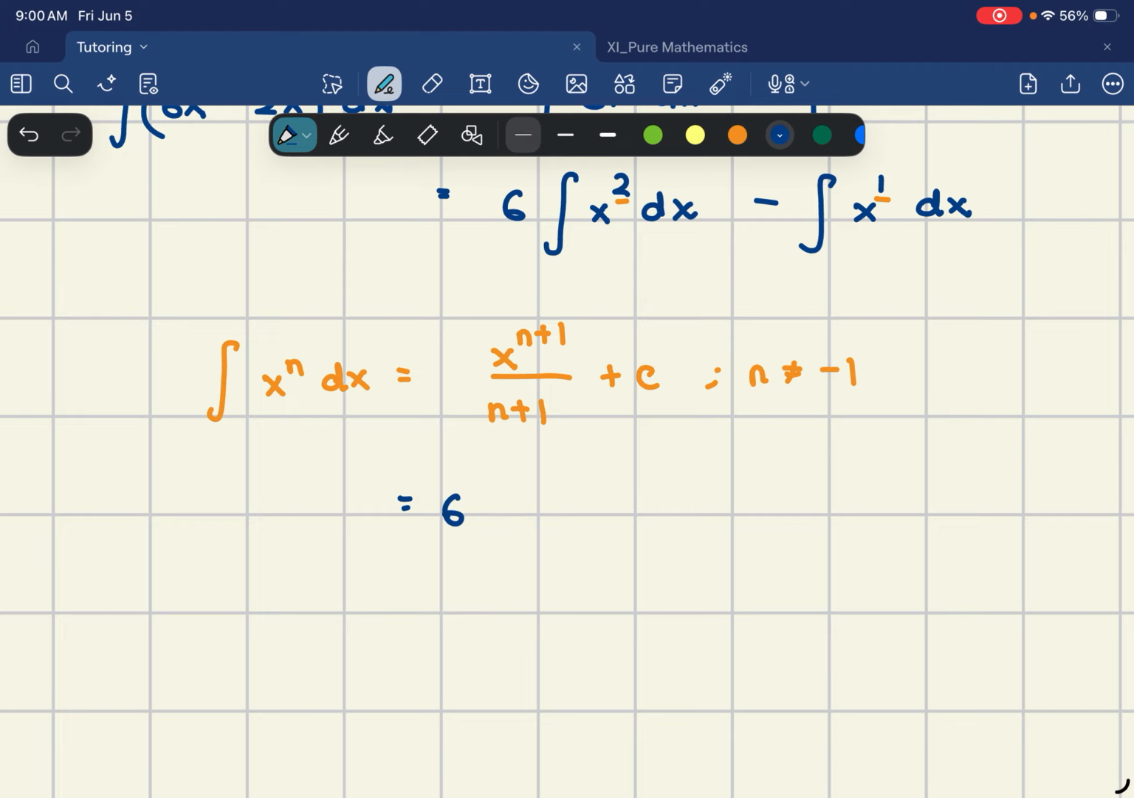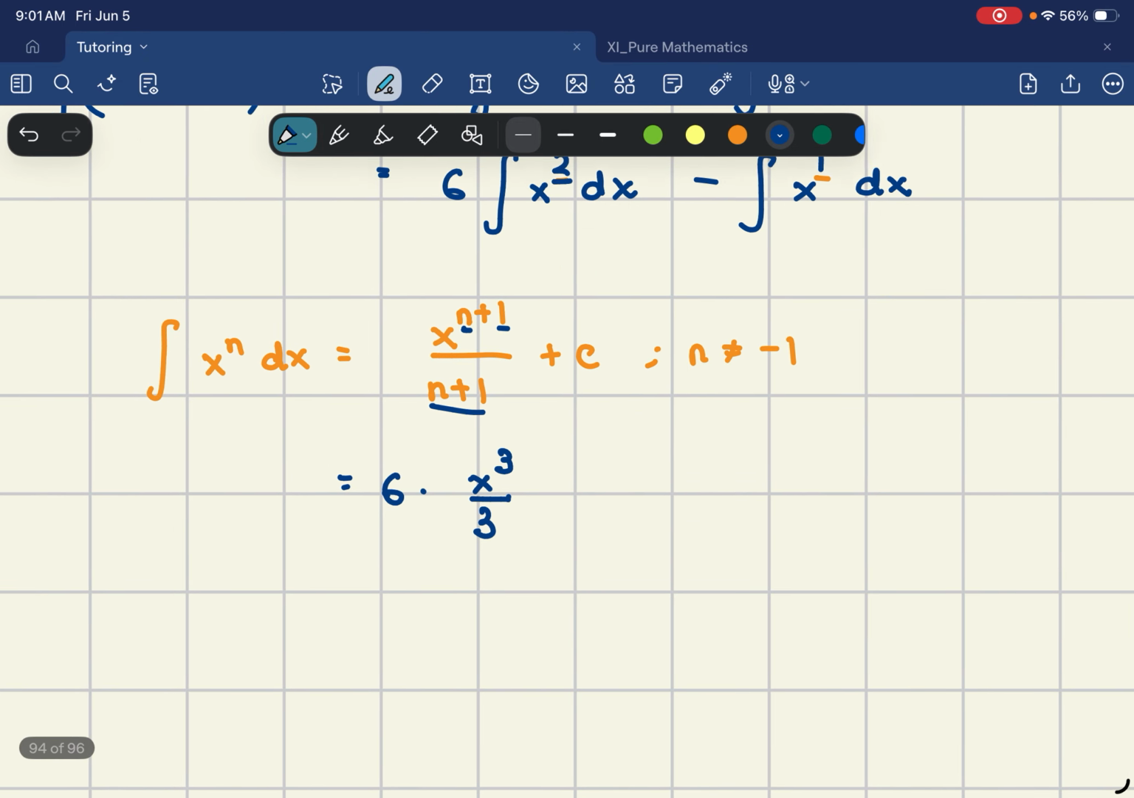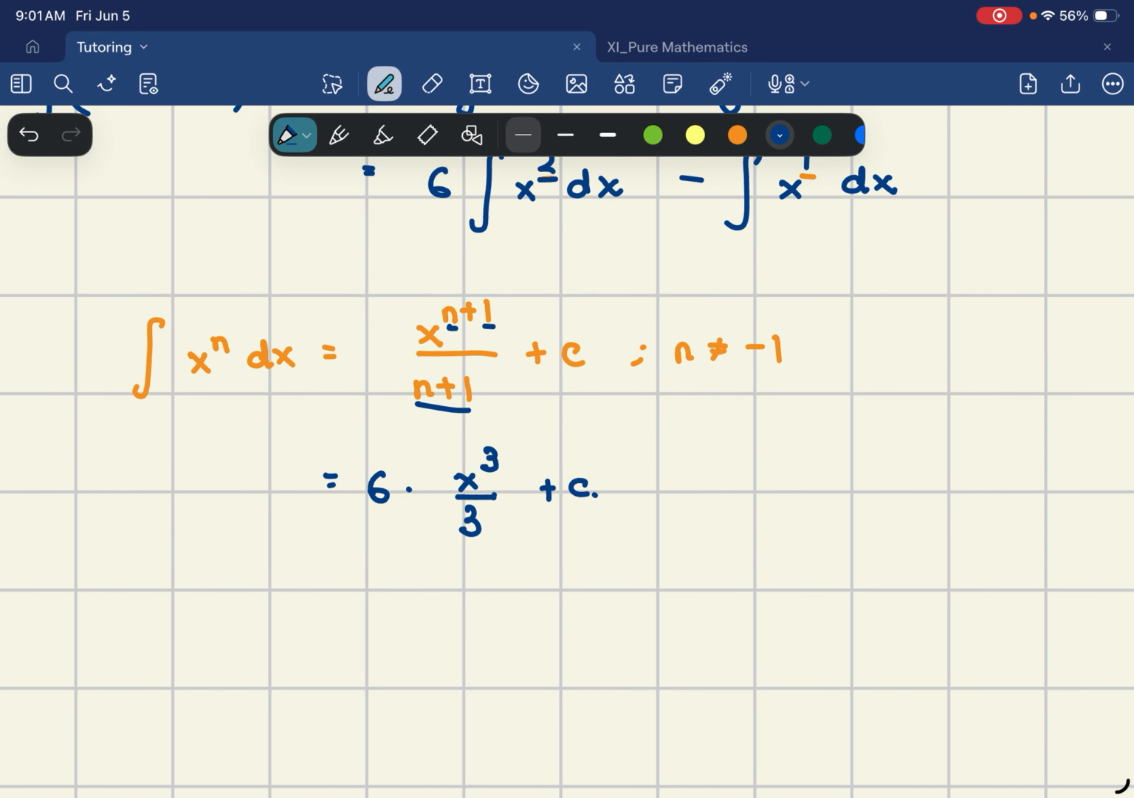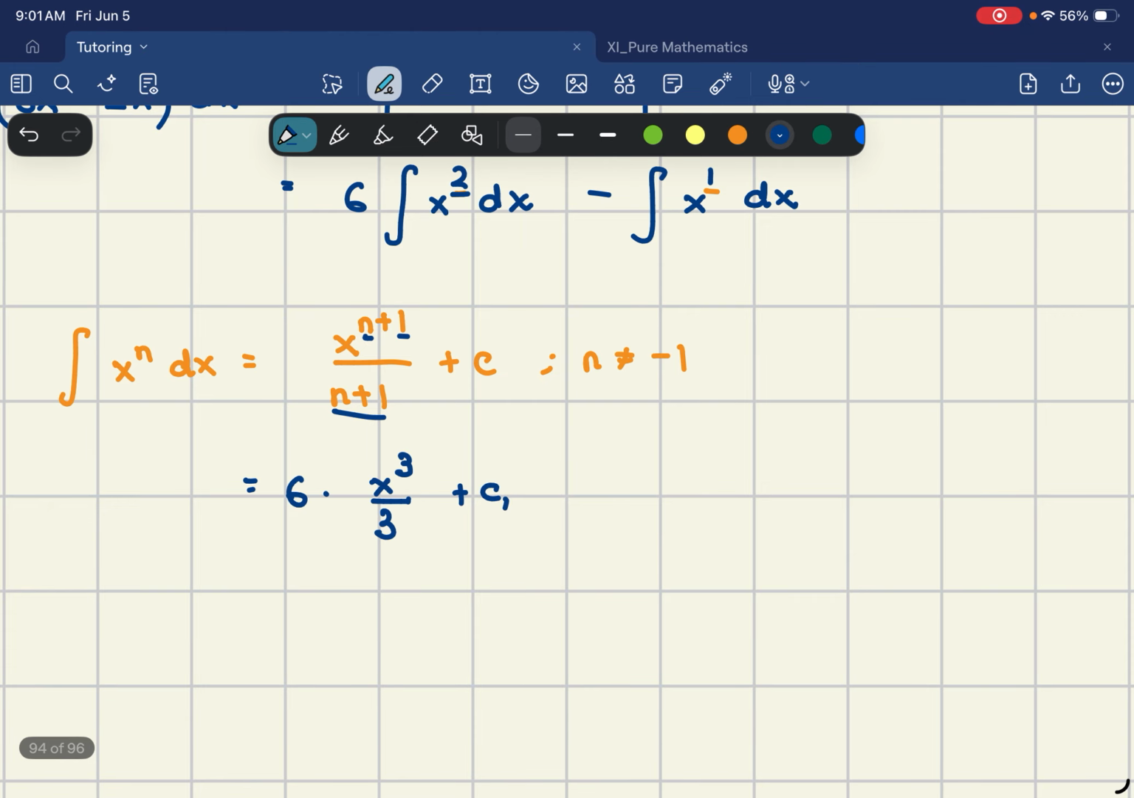We have 6, the dot means multiply, times x. If n is 2, 2 plus 1 gives me 3, and I have to divide by n plus 1, 2 plus 1 is 3 again, and you can write plus c1 here. Minus, you have x to the power 1, so n is 1 here, and 1 plus 1 gives me 2, divided by 2, plus c2.